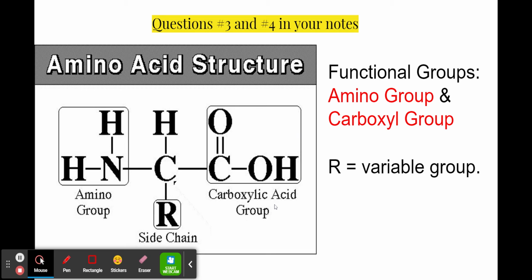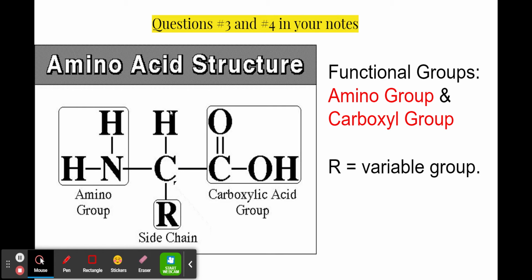But if we come off the other way, we get our other functional group, which is our carboxyl group. So this is C, double bonded to an oxygen, with an OH group coming off the other side as well. Notice that in this diagram, these sit opposite each other, one on the west, one on the east. But you could technically invert these. Put carboxyl on the west, put amino on the east, and it would still be an accurate diagram of an amino acid. The only thing is you couldn't put them next to each other.